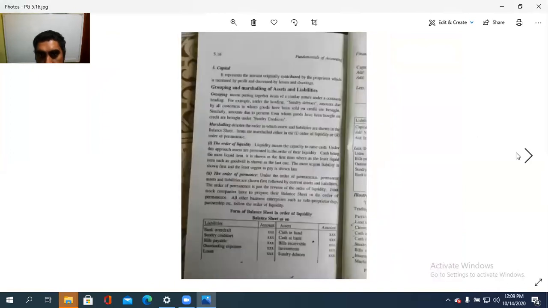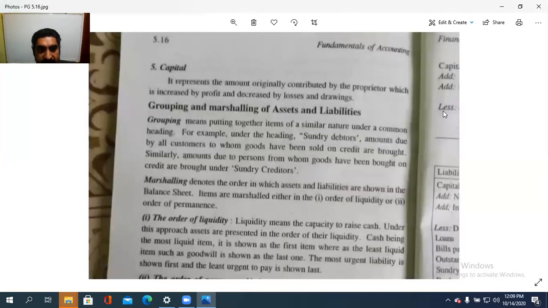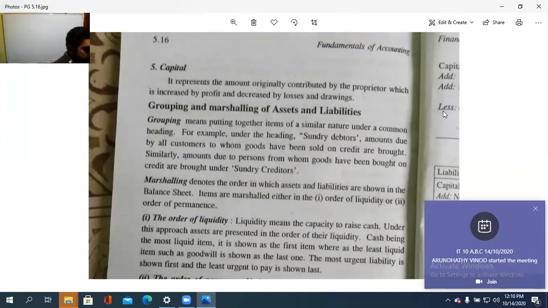Then capital. It represents the amount originally contributed by the proprietor, which is increased by the profit and decreased by the losses and drawings. So, if there is net profit, it should be added to the capital. If there are drawings, they should be deducted from the capital. Similarly, another item is losses; if it is a net loss, it should be reduced from the capital. That is another case to remember.